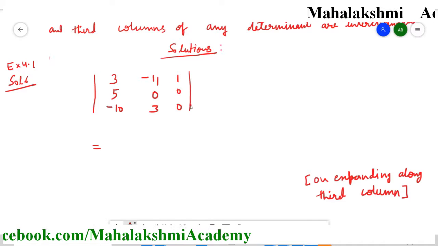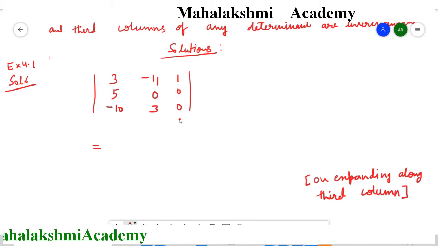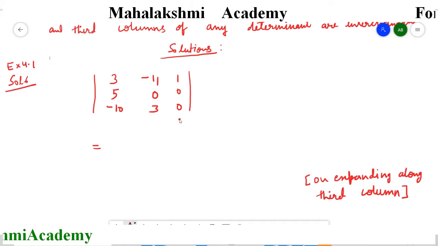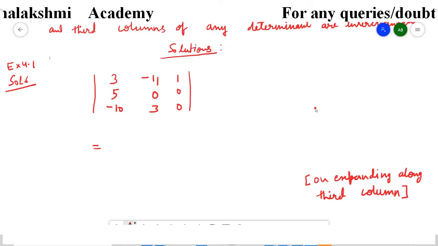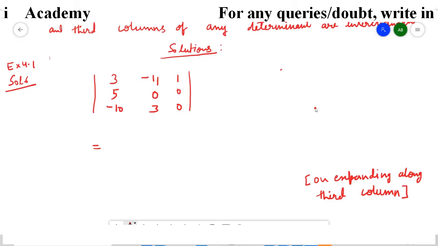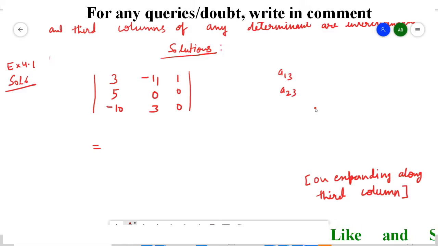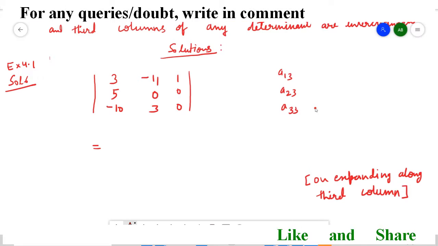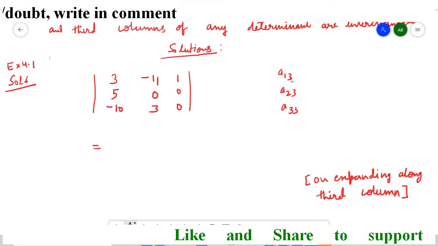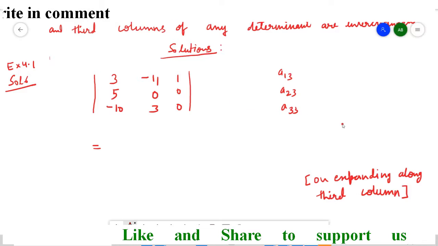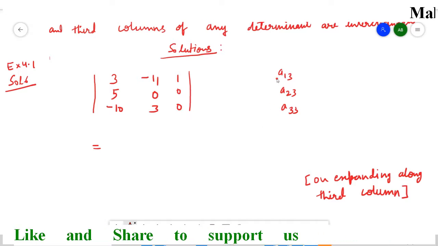So this column's elements, if I write them, this means only this column's elements I am just writing. So that is our A13, then A23 and then A33. Means this element is actually our A13, first row third column, then second row third column, so A23, and then third row third column, so A33.